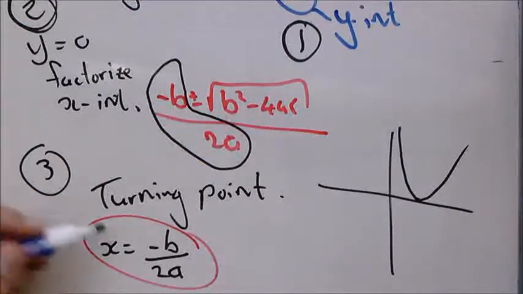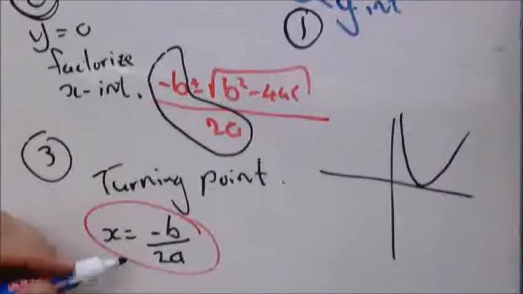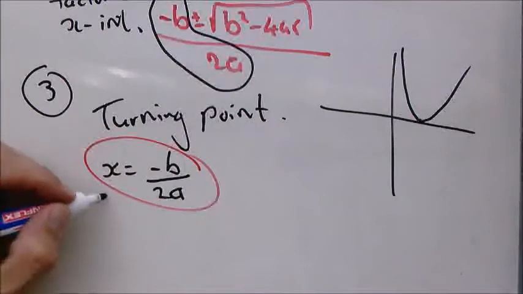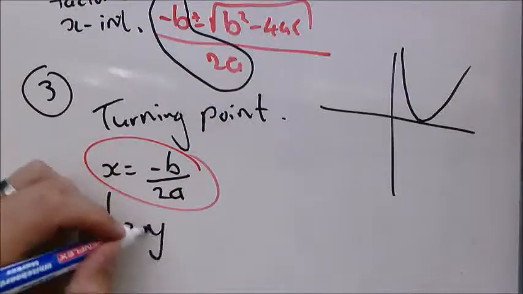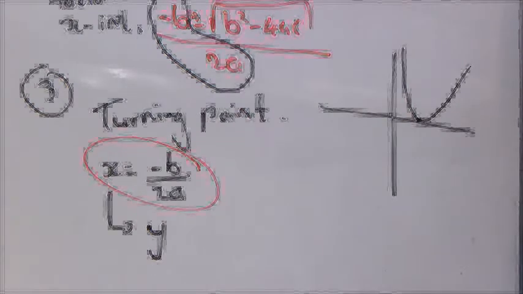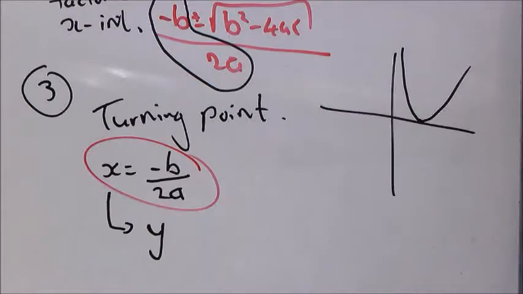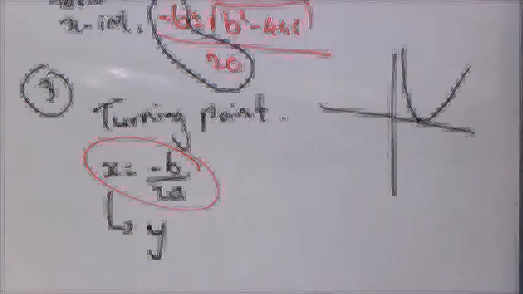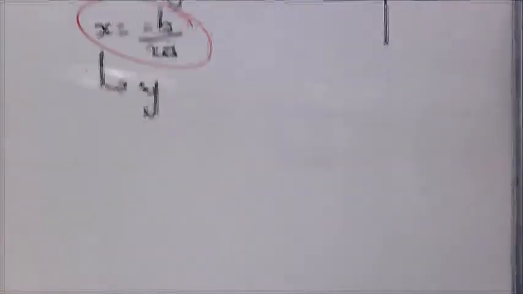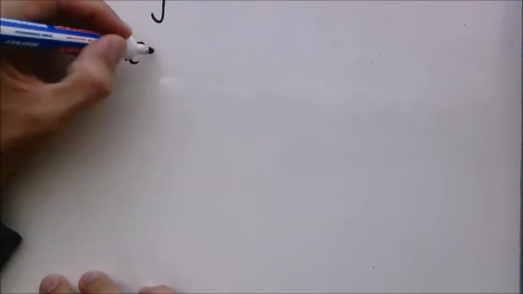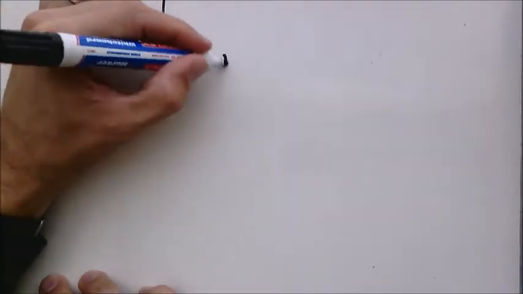So first of all, for the turning point, calculate the x value by using this. Then substitute this x value into your normal equation to get the y coordinate of the turning point. So that means you have the y-intercept, the x-intercepts, and the coordinates of your turning point. Let's do a quick example. Draw the graph of the following. This is exercise 3 number 1a: y equals x squared plus 8x plus 12.